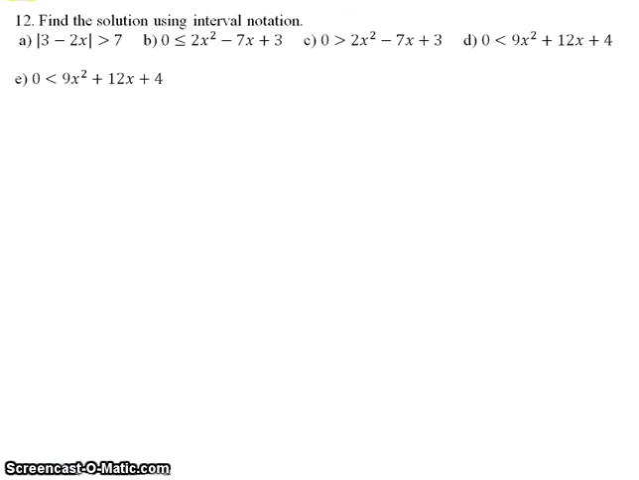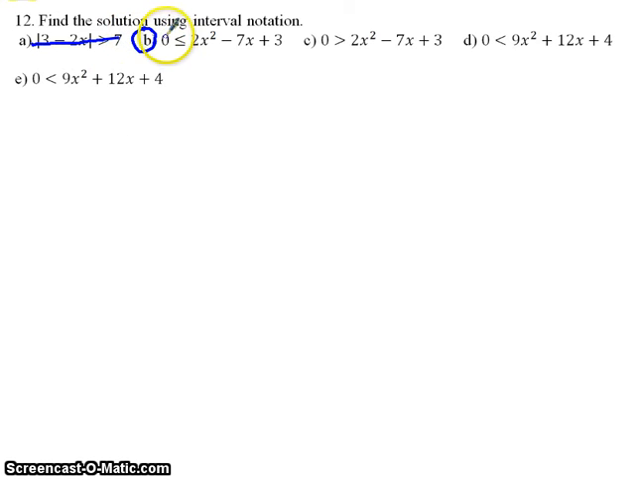Let's move on to the last set of problems here. I'm going to make the assumption that you guys are good with that one, so I'm going to do B, C, D, and E. I think these ones are the most problematic, so let's focus on those. Let's start off with B.